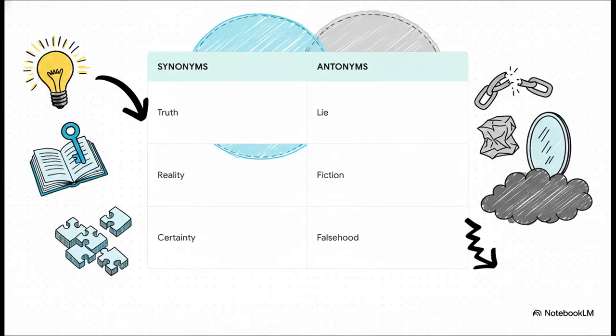Now, what I love about looking at it this way is how it really sharpens the picture for us. On one side, you have the synonyms: truth, reality, certainty. These are the solid ground we stand on. But then you look at the other side, the antonyms: lie, fiction, falsehood. A fact is defined just as much by what it isn't.